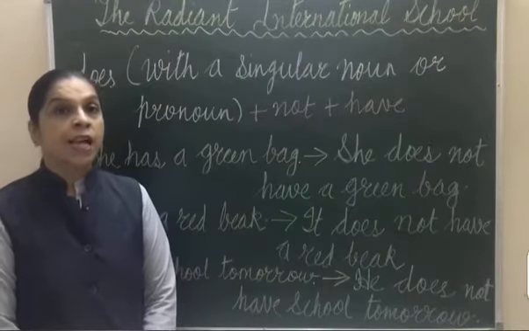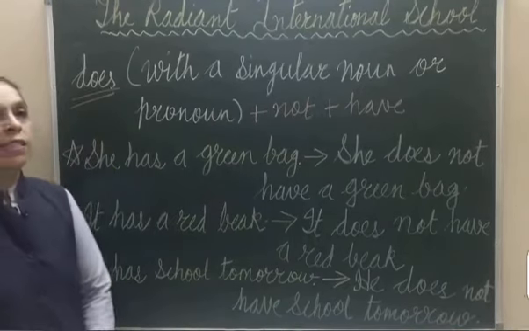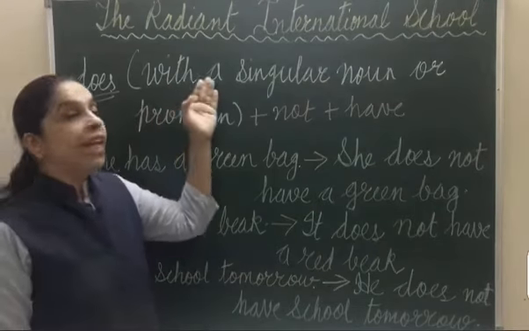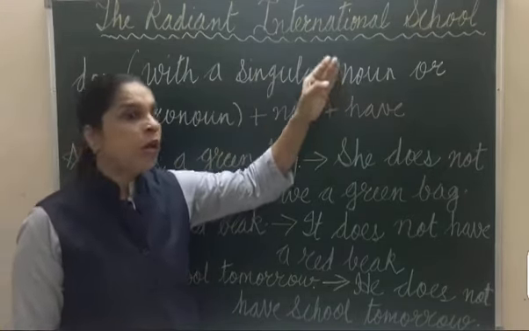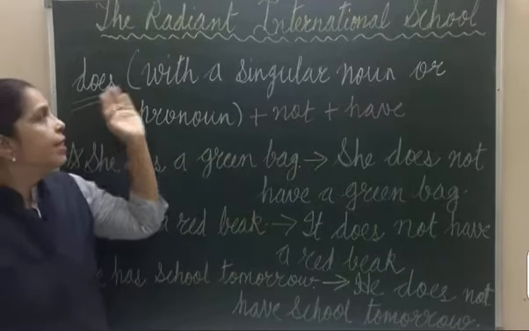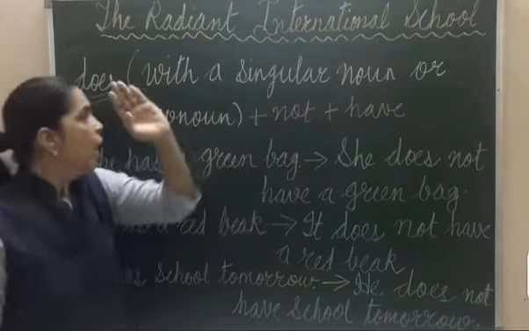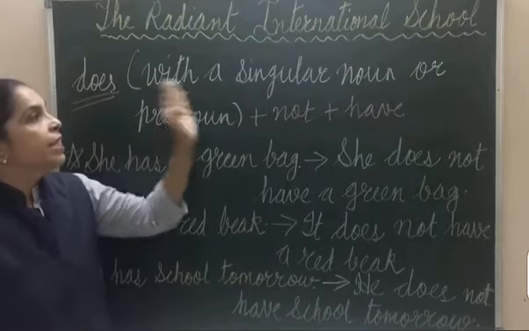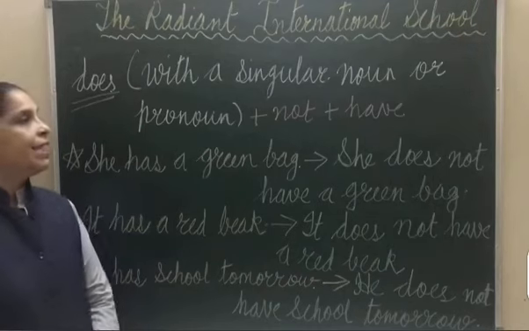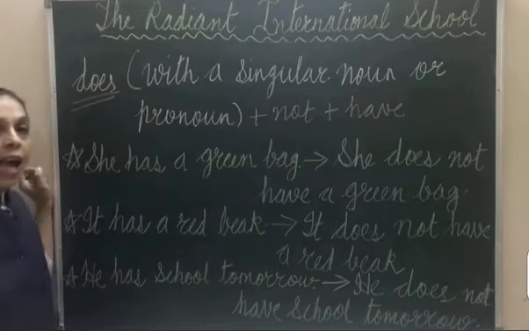Now students, when we use does, hum does kab use karenge? We use does with a singular noun or pronoun. Hum does singular noun or pronoun ke saath use karenge. And formula will be same. Does plus not plus have.